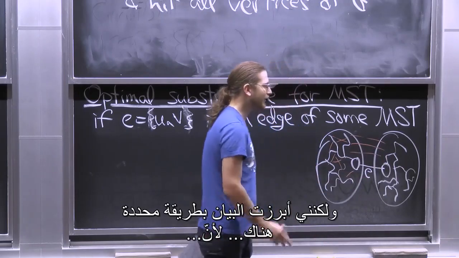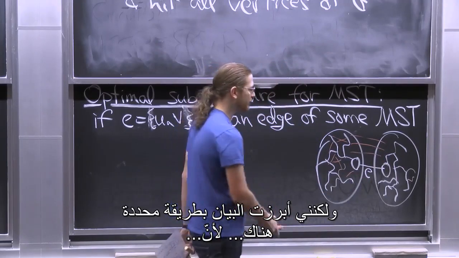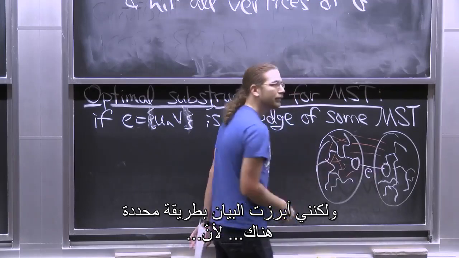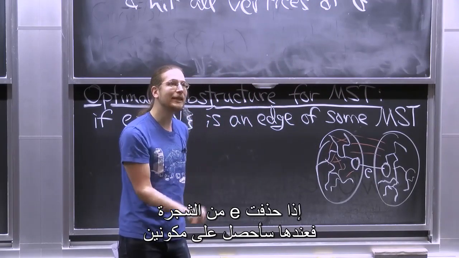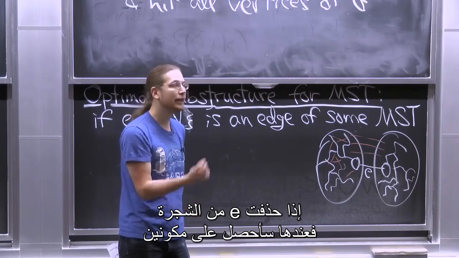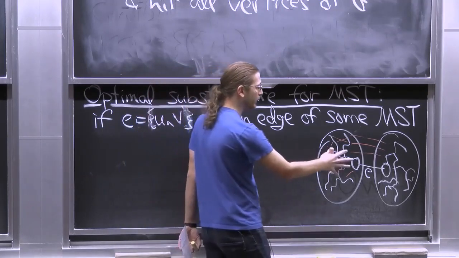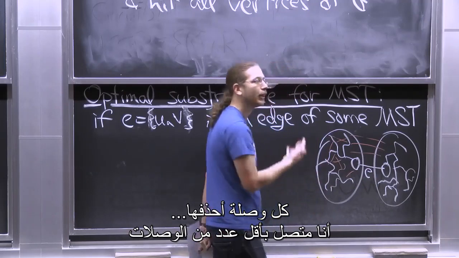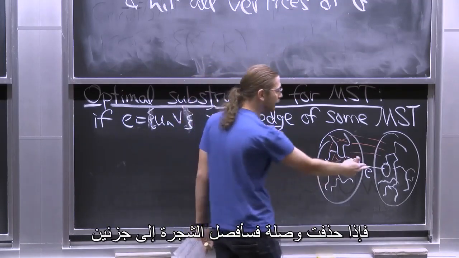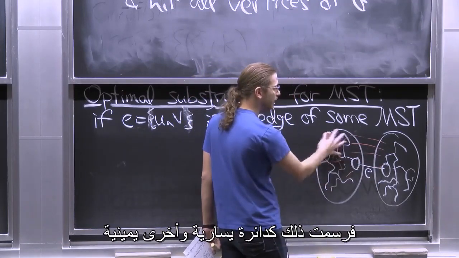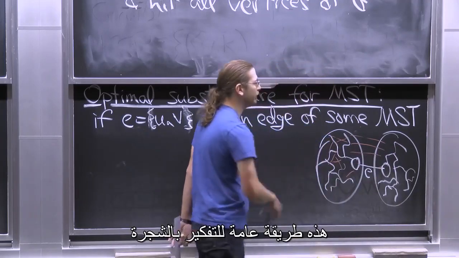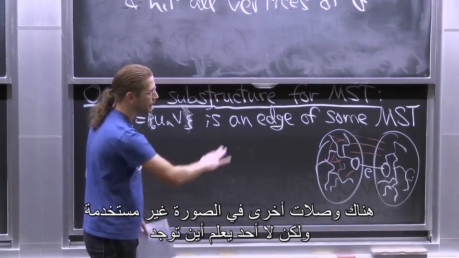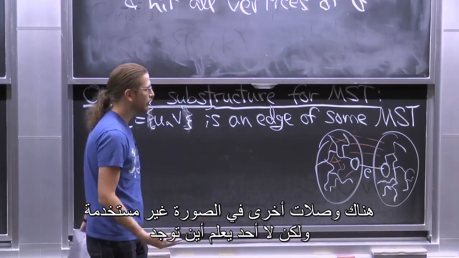Okay, but I've highlighted the graph in a particular way. Because the minimum spanning tree is a tree, if I delete E from the tree, then I get two components, right? Every edge I remove, I'm minimally connected. So if I delete an edge, I disconnect into two parts. So I've drawn that as the left circle and the right circle. It's just a general way to think about a tree. Now, there are other unused edges in this picture. Who knows where they live?